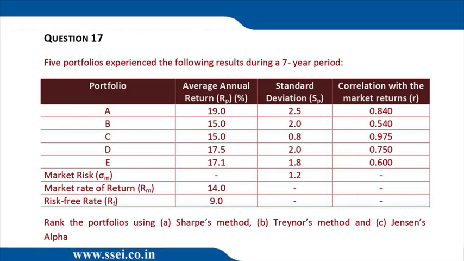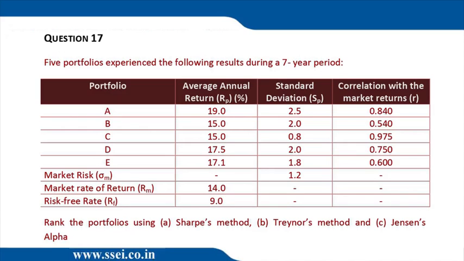Treynor method, you need beta. Now what is the formula for beta? R into sigma y by sigma x. So for the first fund A, beta would be 0.84 into 2.5 divided by 1.2. For the second fund, 0.54 into 2 divided by 1.2. That way, find out the beta and then excess return to beta and rank them.